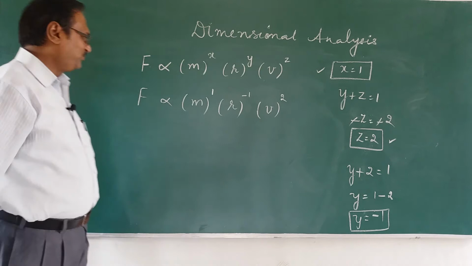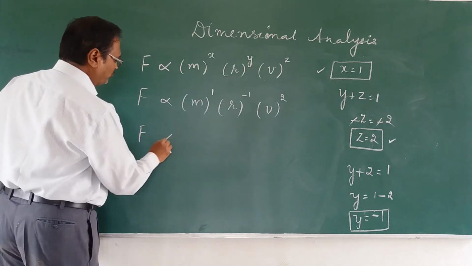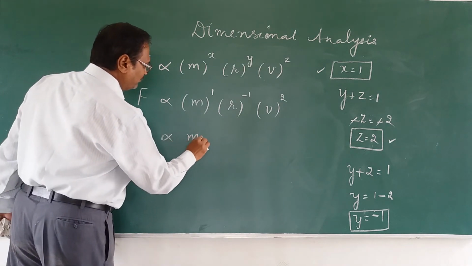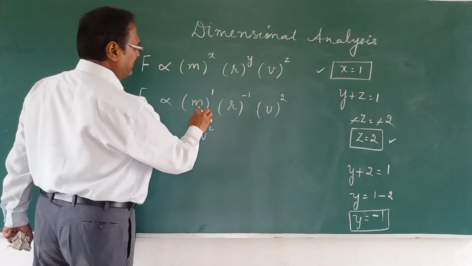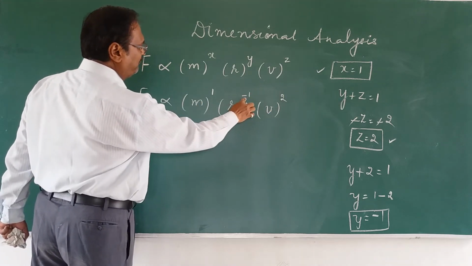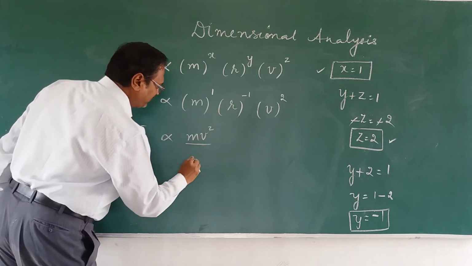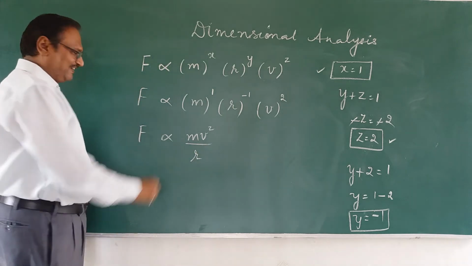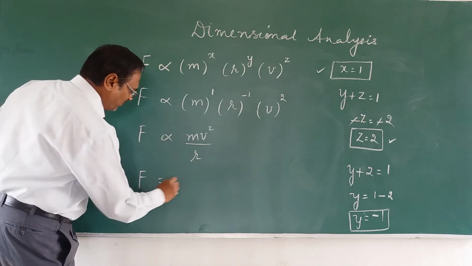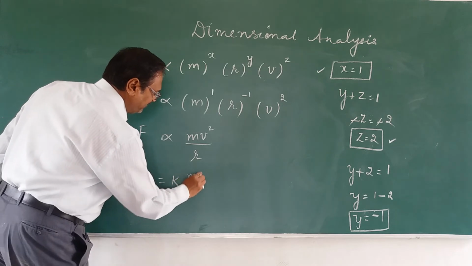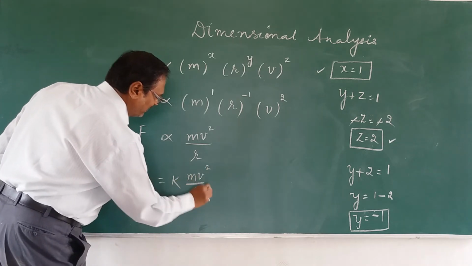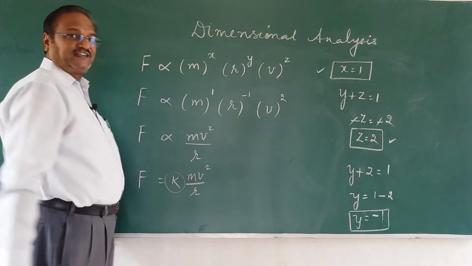Yes, now F is proportional to m v square, r power minus 1 will come to denominator, upon r. We can say now F is equal to a constant k m v square upon r. Now what is this k?